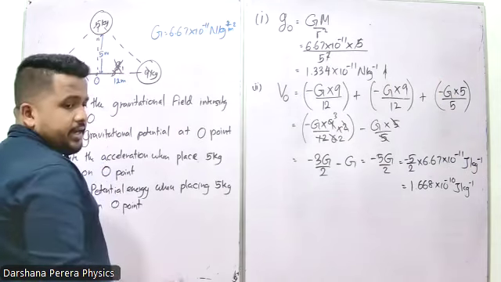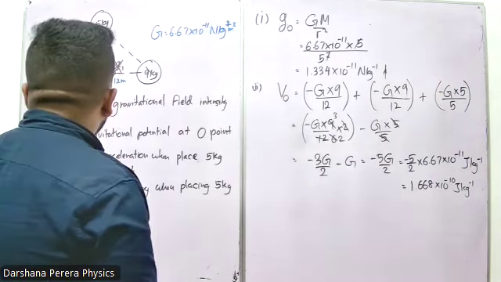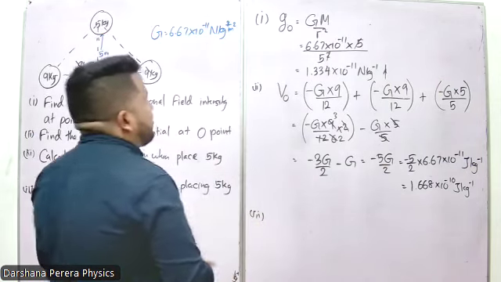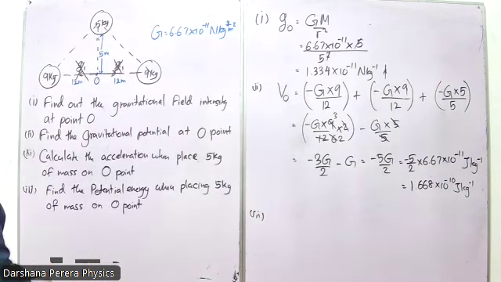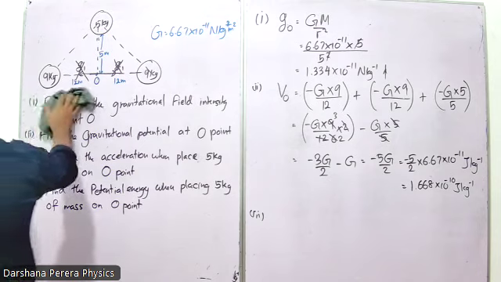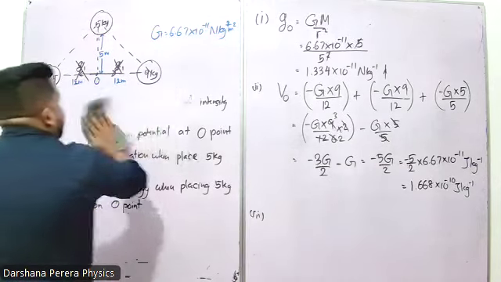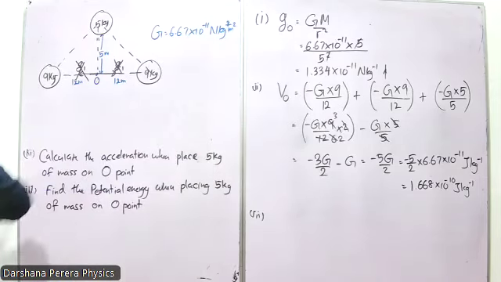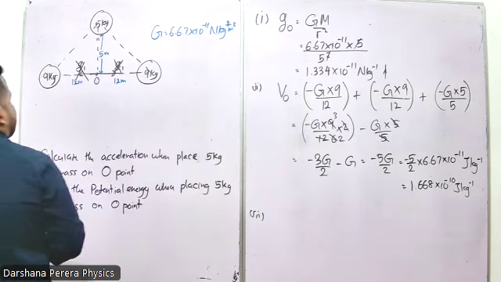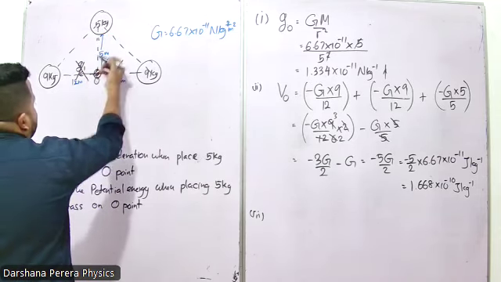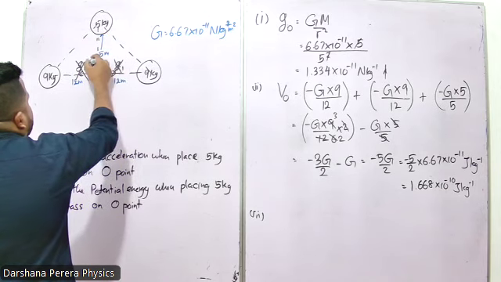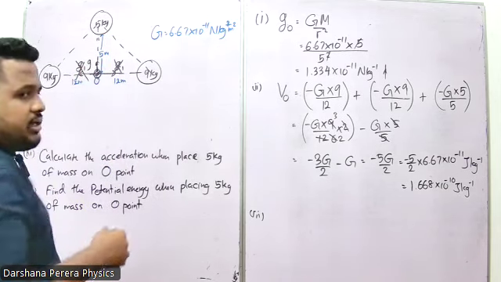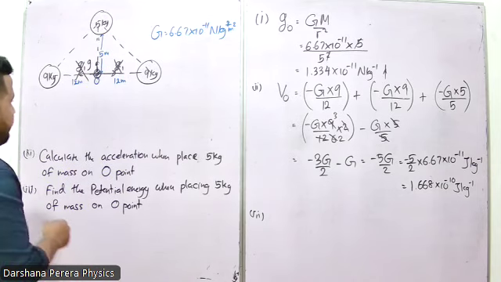So when I get to number 3, what is the acceleration? I think these are correct. So what is the acceleration? When I place some kind of mass at point O, it gets accelerated. Why? When I place this mass, there is a gravitational intensity acting in the upper direction. Therefore, it creates a force.